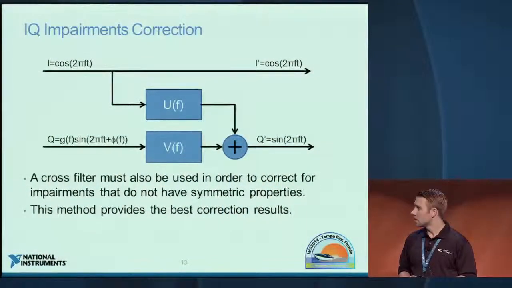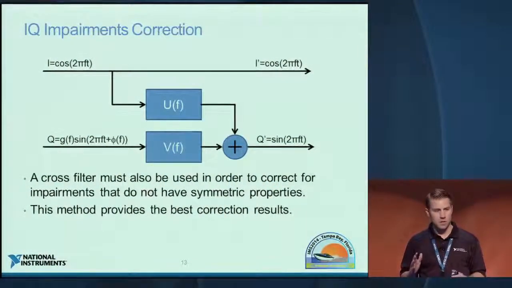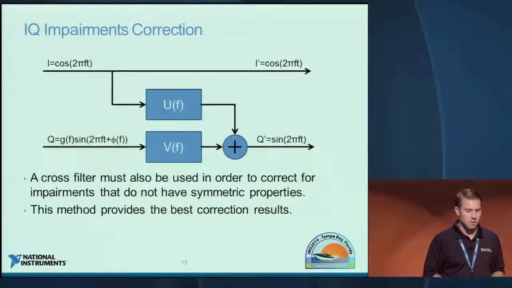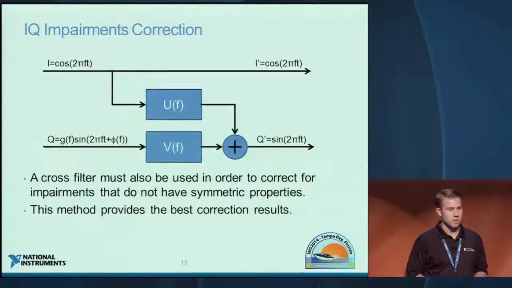So what we really need is a complex filter, and so we're going to add a cross filter into this scenario that will allow us to correct for asymmetric impairment properties. And this really provides us with the best result there. So this is a type of filter that you can now create, and it is our pre-distortion filter ultimately, where you're taking your real IQ data and passing it through this before you're sending it to your digital to analog converters.